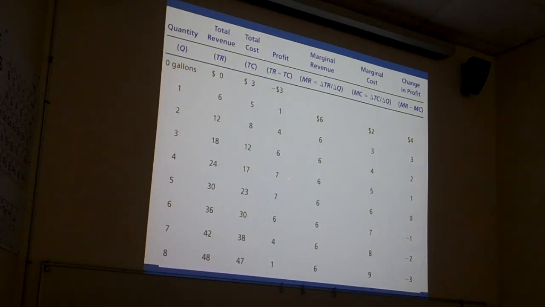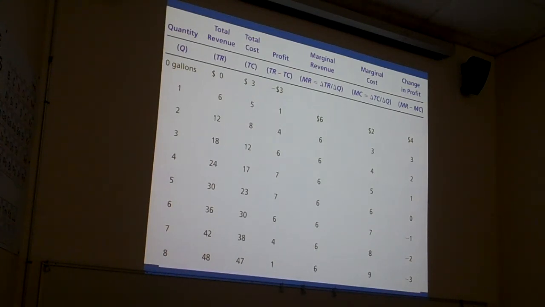The next day we come in, we make two units. Our total revenue, at a price of $6, is $12. Our total cost is $8. What's the marginal cost of making the second unit? $3, the difference between here and here. Everybody okay with that? Our profit is $4, the difference between here and here.